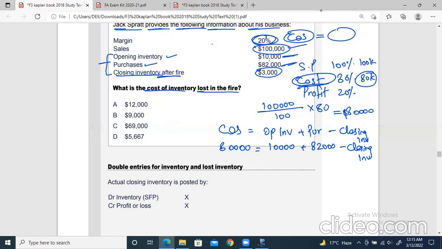So we just apply simple maths over here. Simple maths would be 80,000 minus 10,000 minus 82,000, and we'll get the closing inventory. That's very simple, so let's calculate the answer. Just a second. 80 minus 10 minus 82 gives us the figure of 12,000. 12,000 is the closing inventory.